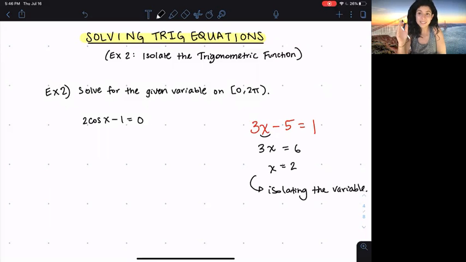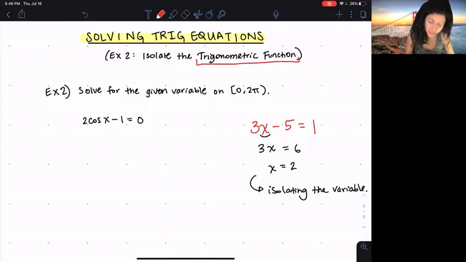We're going to use the same process but apply it to our trig equation, and we're going to isolate the trigonometric function so that we can get our problem in a format we can work with. So let's get started. Example 2 says, solve for the given variable on the interval 0 to 2 pi.